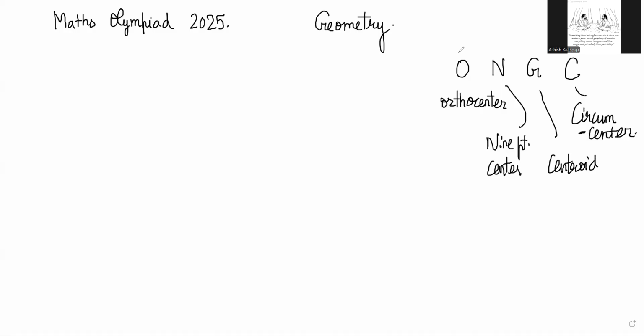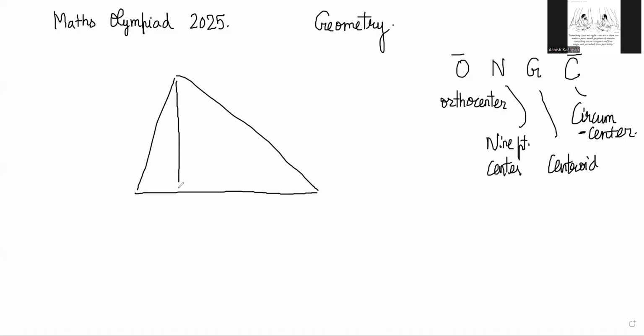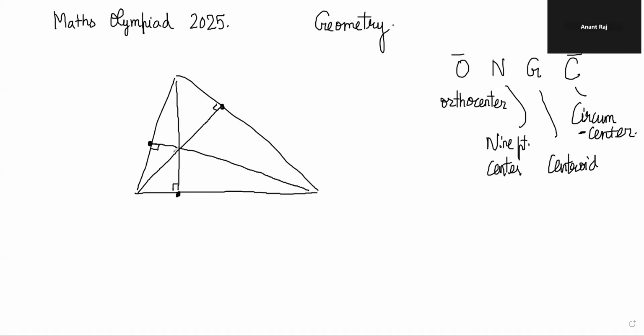The 9-point center is the midpoint of the orthocenter and circumcenter, and it is the center of a circle that passes through 9 points. What are those 9 points? The 3 feet of the altitudes, the 3 midpoints of the sides, and the 3 midpoints of these segments from the orthocenter to the vertices.